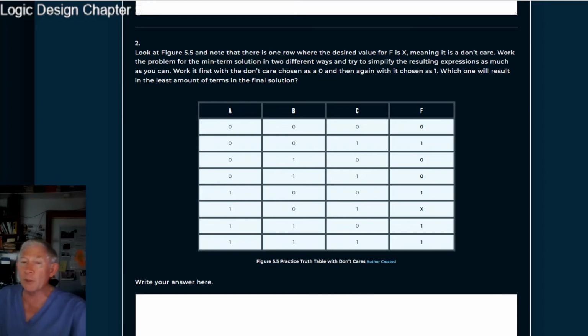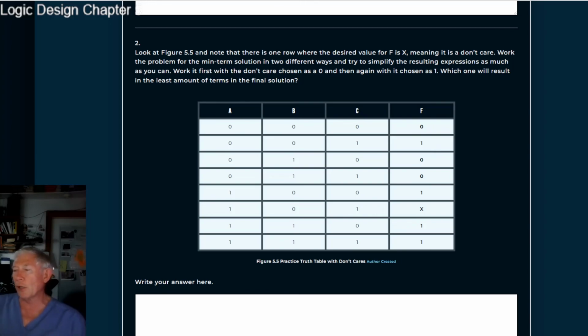And what that allows me to do then, as the engineer designer for this network that's going to implement this truth table, be it a SOP or POS or maybe NAND or NOR, however I'm going to do it, I can pick whatever I want F to be for that row, because our customer says that combination of inputs will never happen, so it doesn't matter what output F is, because it'll never happen. And we call that a don't care.